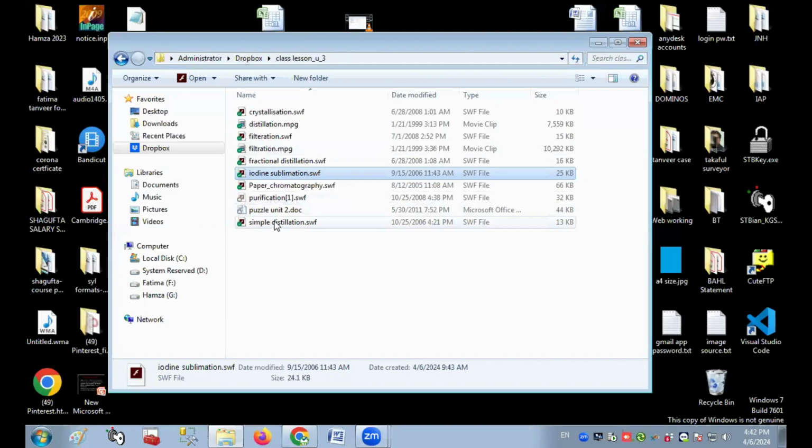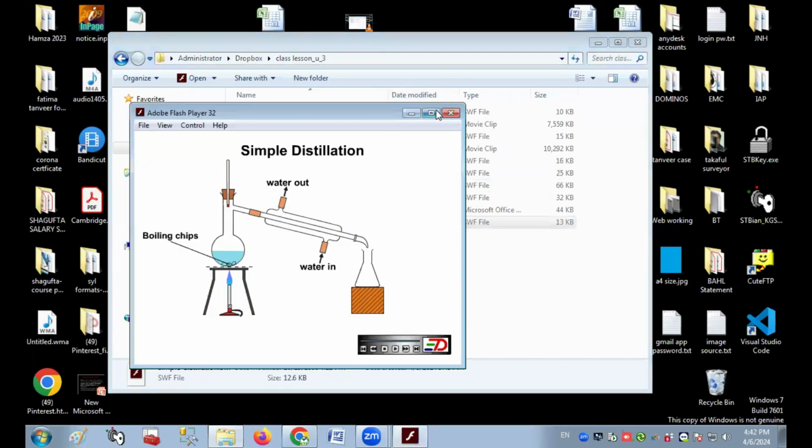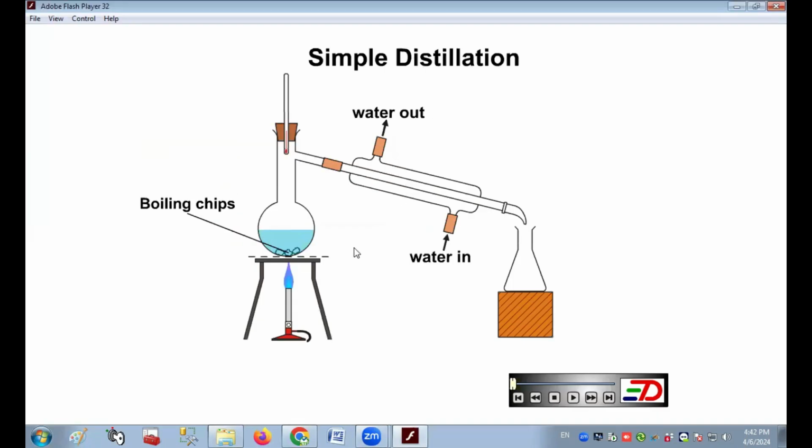Now the next one is the distillation process. If you have to separate a liquid from a solution, where something is dissolved, for example you have a salt solution and you want to get water out of it, you will use the process of simple distillation.